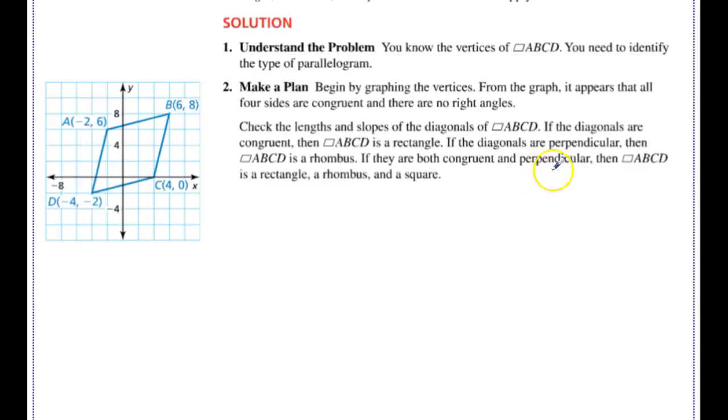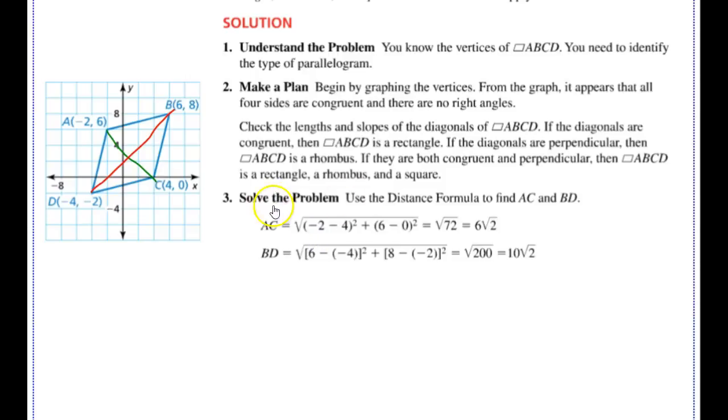If they're congruent and perpendicular, then it's a rectangle, a rhombus, and a square. So, right, I am dealing with, let me go ahead and draw them. This is going to be a diagonal, right, from opposite points, and here's my other diagonal. So I'm going to be dealing with those. So I want to use my distance formula to find the lengths of my diagonals, right?